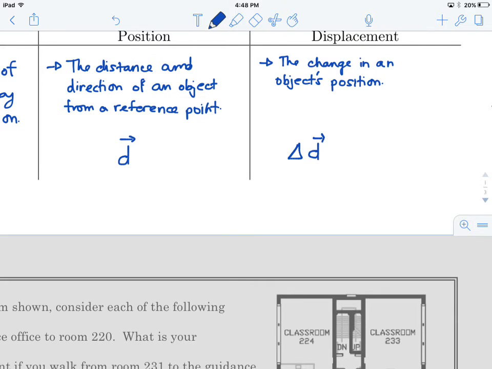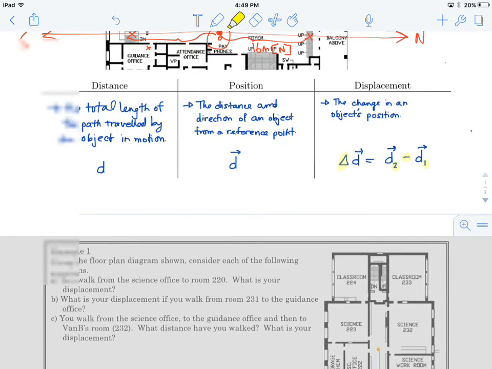Okay? So this would be like saying, oh, it went from this position d1 to this position d2. And remember that that's what delta means. It means 2 minus 1, right? So final minus initial. That's what the delta means. So this is kind of the 3 topics. What I want to do now is actually go right into how we're going to use these in an example.